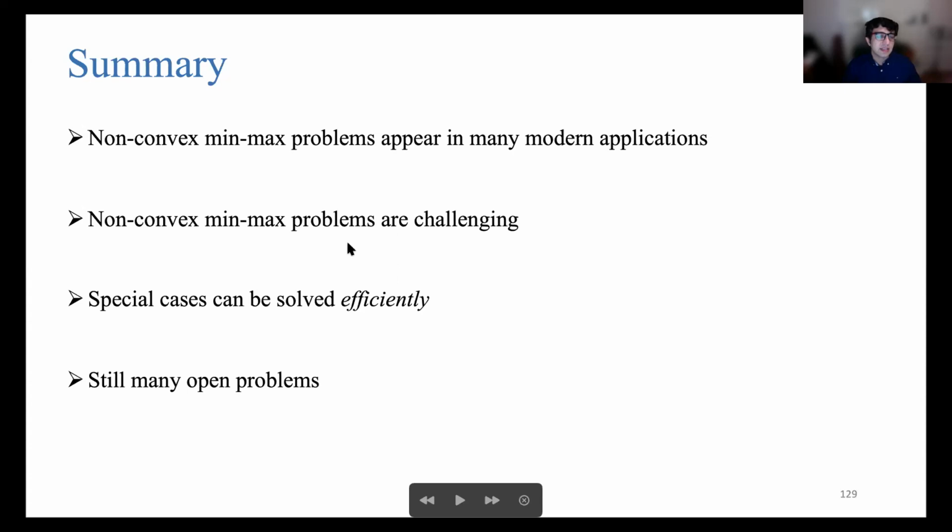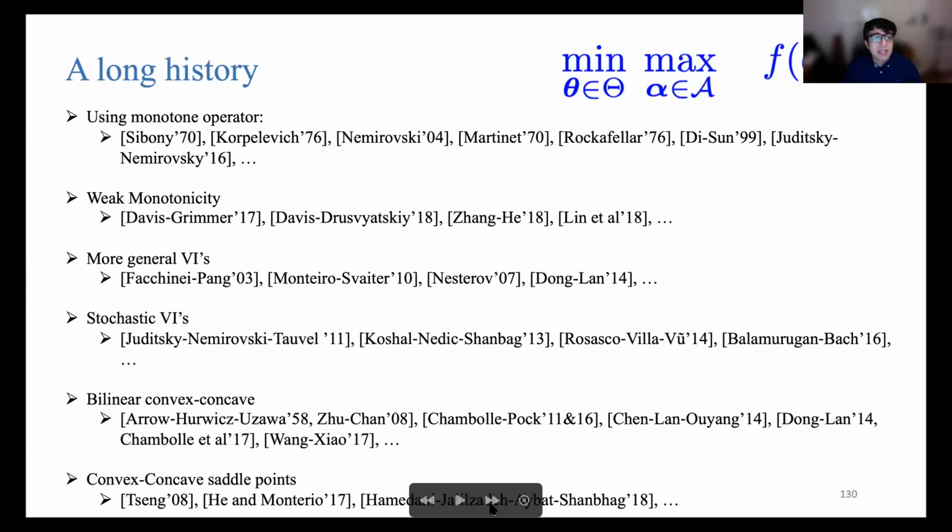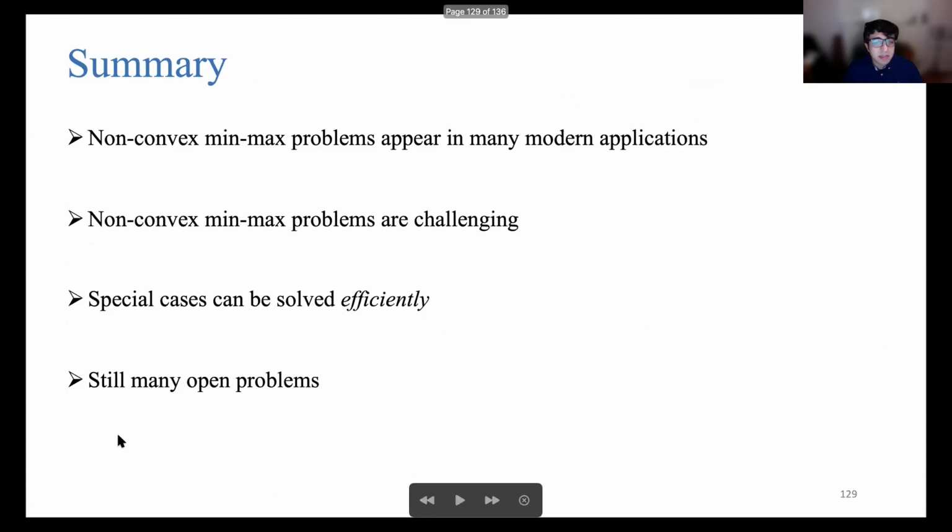I want to conclude by saying that I hope I convinced you that these problems are important, although they are difficult. This class of problems is challenging, but it is important. It has many applications. Special cases of it, the very special cases, can be solved efficiently, but there are still many open problems. I also want to say that there is a long history on min-max problems, especially if you look at it from a game perspective. There are a lot of early works that use monotone operators and look at these problems.